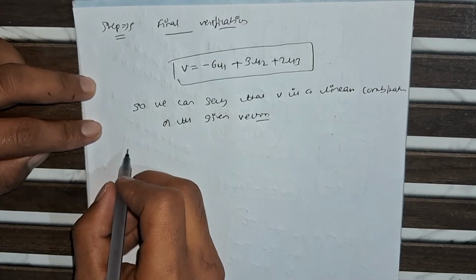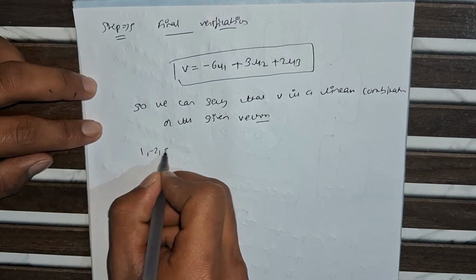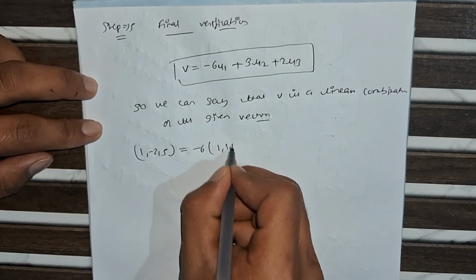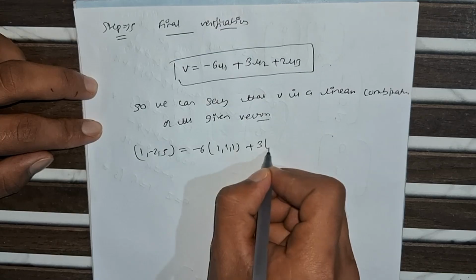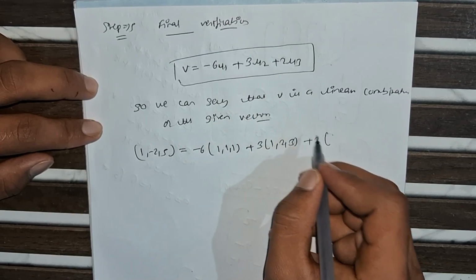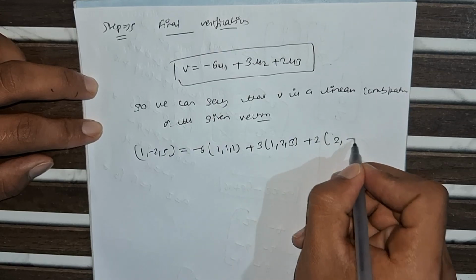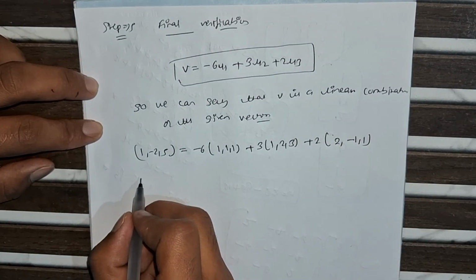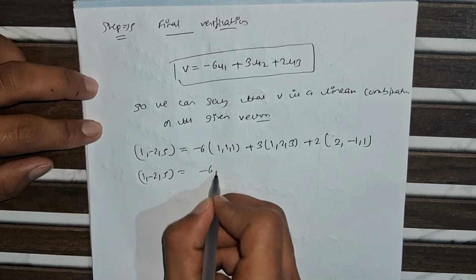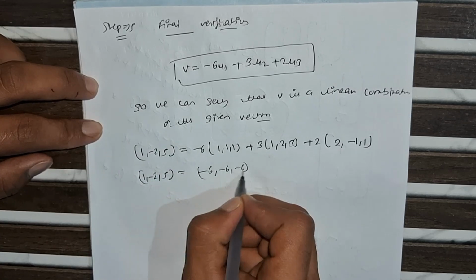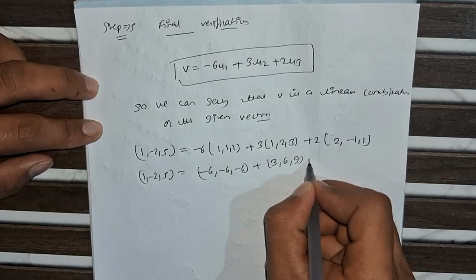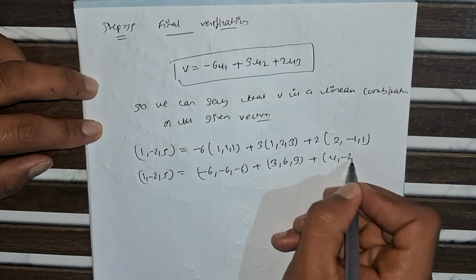So what is our v vector, which is (1, minus 2, 5), equal to minus 6 into u1 vector (1, 1, 1) plus 3 into u2 vector (1, 2, 3) plus 2 into u3 vector (2, minus 1, 1). Multiplying minus 6, it becomes (minus 6, minus 6, minus 6), plus multiplying by 3, (3, 6, 9), plus multiplying by 2, (4, minus 2, 2).